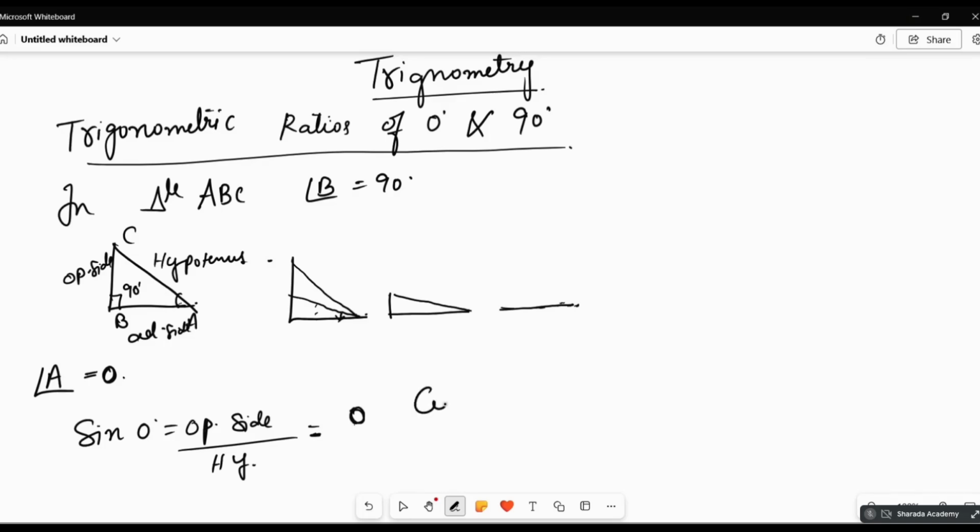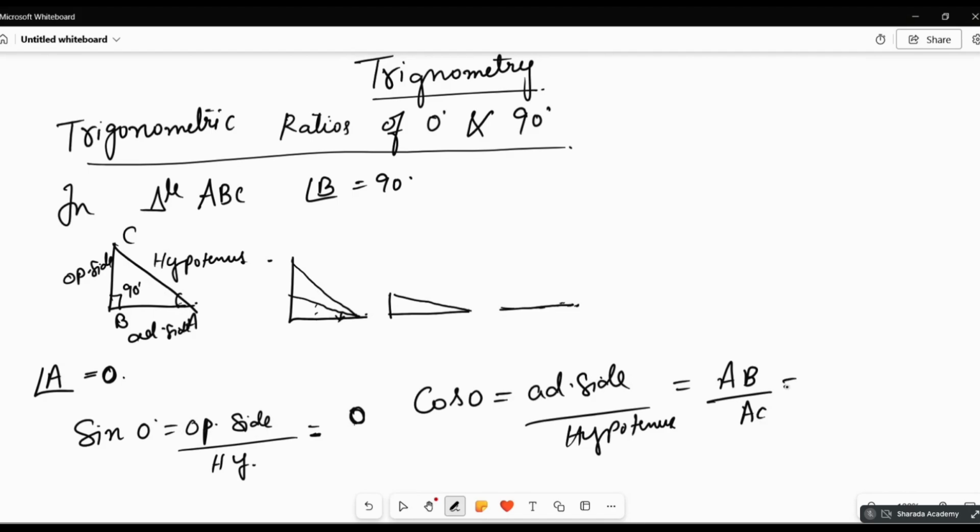Then when you consider cos 0, just write down, I'll explain. So what is cos 0? It is the adjacent side by the hypotenuse. The adjacent side is AB and the hypotenuse will be AC. So we will get it as 1.